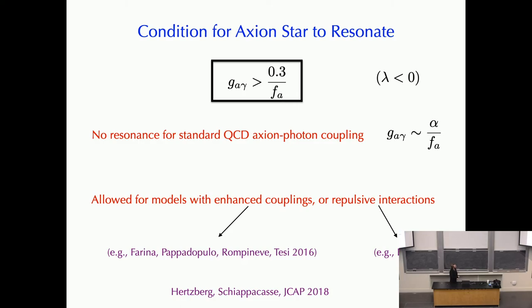And so for the standard, the minimal QCD axion models, this condition is actually not satisfied. Those are expected to be down by a factor of alpha, not 0.3, where alpha is the fine structure constant, 1 over 137. But it would be allowed in models with enhanced couplings, these exist, or in the case where you have repulsive interactions, as Gigi found. In those cases this bound is relaxed. The stars can be much more heavy, and they act as better resonators.